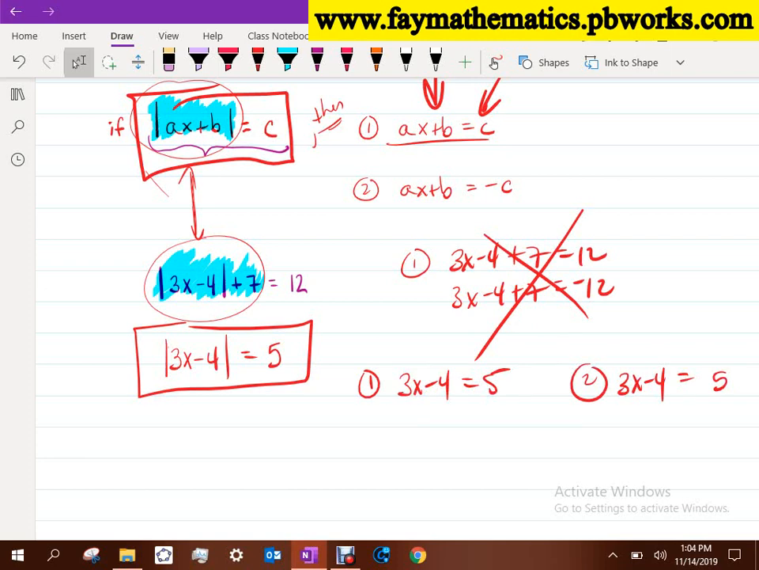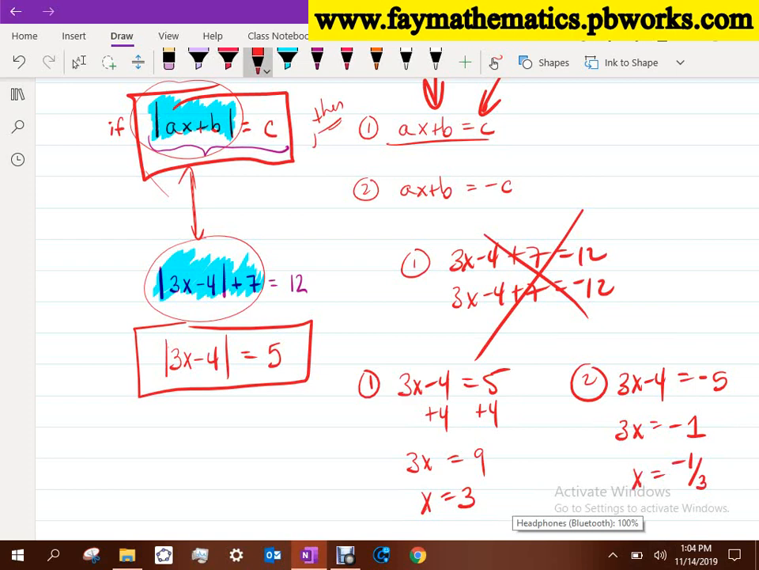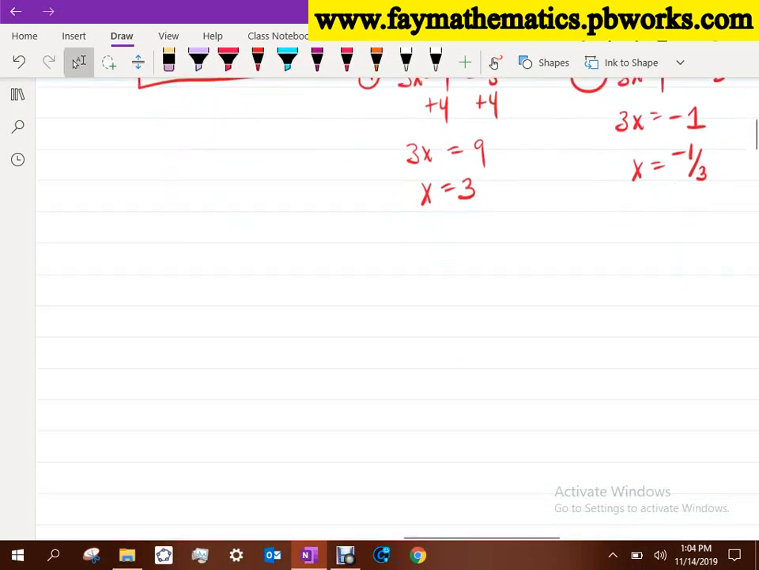Which side makes more sense to make negative? The 5. So add 4 to both sides. So I get 3x is equal to 9, right? So x is 3. Here I'll add 4. I get 3x is equal to negative 1. x then is negative 1/3 when I divide by 3, right? Yeah. Okay.